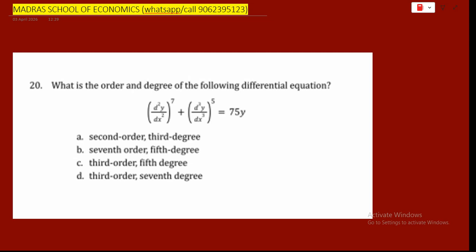Okay, now why should you care? Because MSE is not just a school, it's the Hunger Games for the people who like spreadsheets. And if you want to work at the Reserve Bank of India or become the next Chief Economic Advisor, then you have to pass through their gates. Okay, and their gates are guarded by differential equations. Now look at the question.